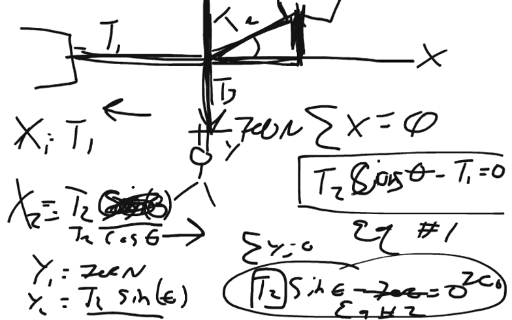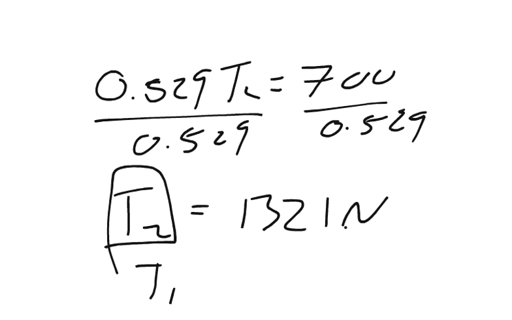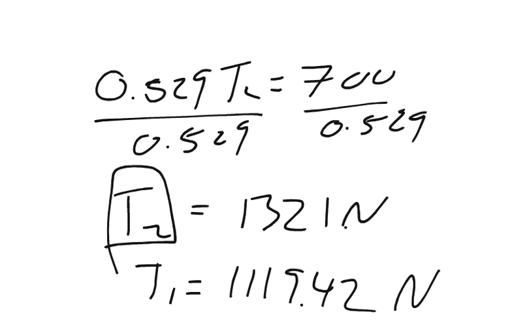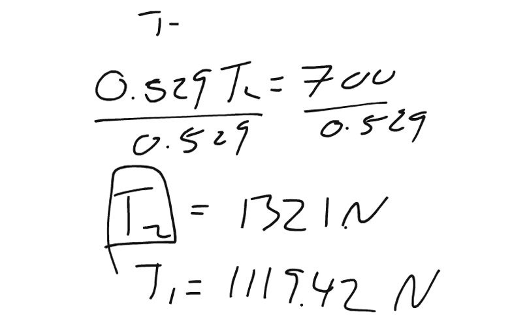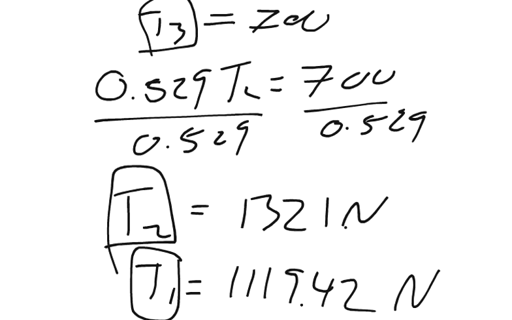In order to solve for our horizontal cable, we simply plug T2 in right here and solve for T1. So 1320 cosine of 32 equals 1119. If I add my T1 to that side, T1 equals 1119.42 newtons. And for the vertical cable, we already said because he's a 700 Newton burglar, T3 is going to be equal to 700. So T1, T2, and T3 have all been solved.